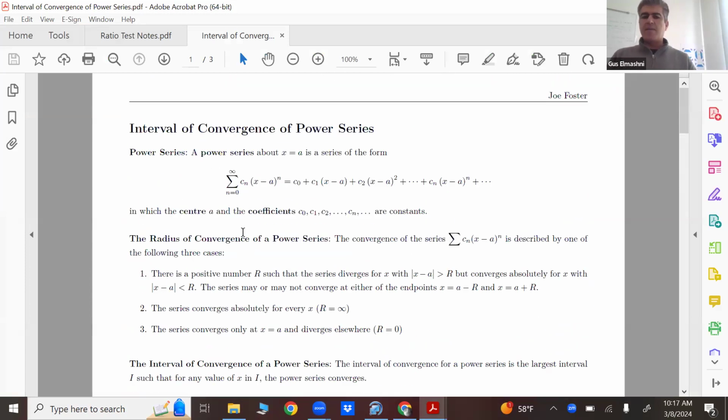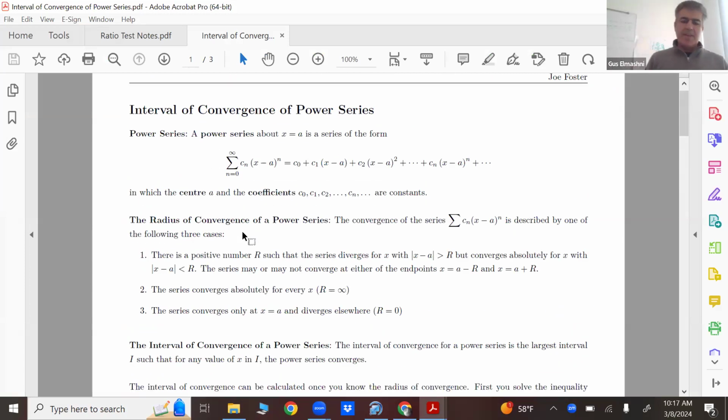So there are two documents I gave you guys. One that's kind of thick says Paul's Online Notes in color. Another one that's black and white says Interval Convergence of Power Series. Let's focus on the smaller one, the black and white one, the one I projected, Interval Convergence of Power Series.